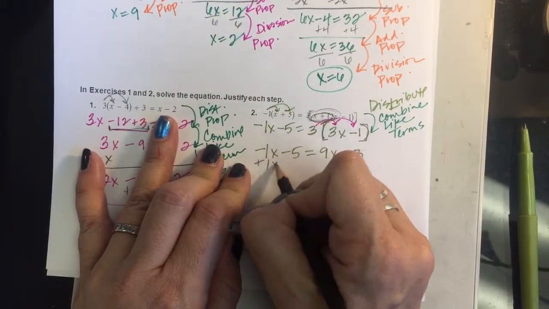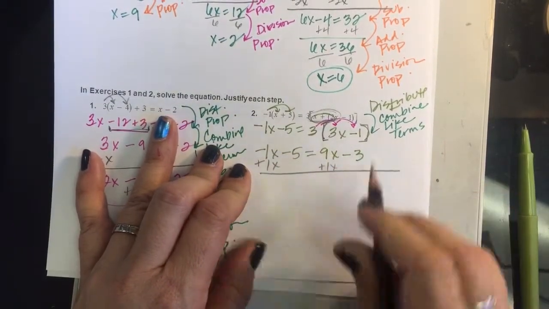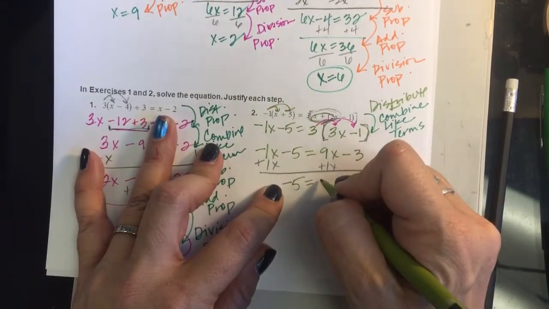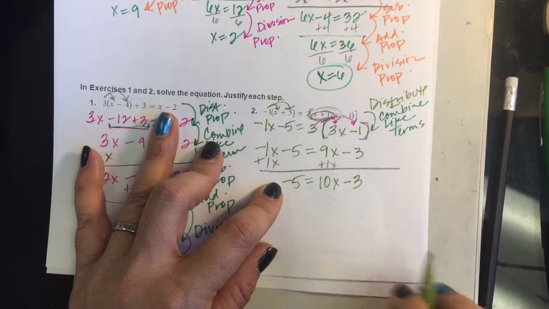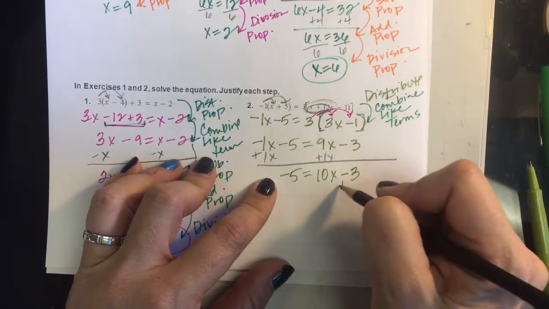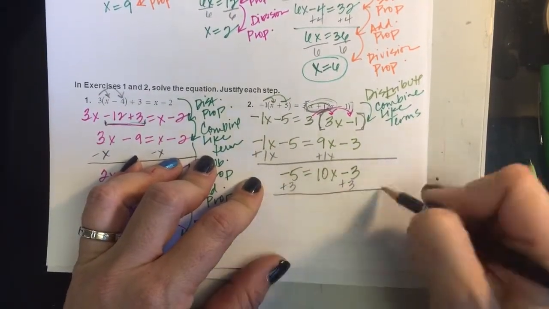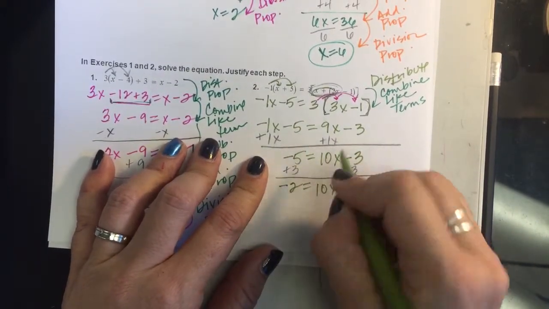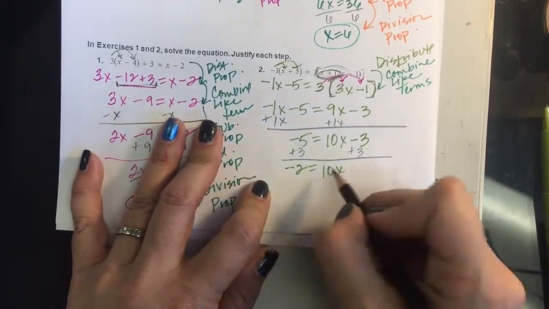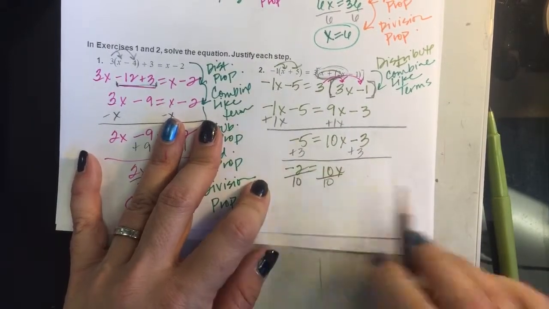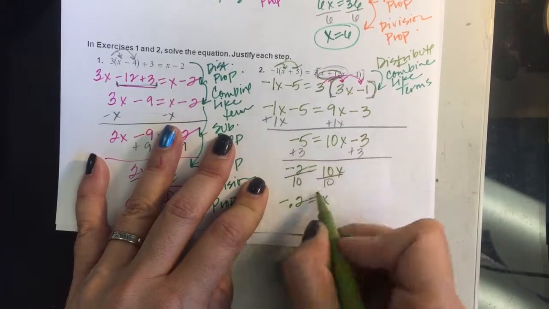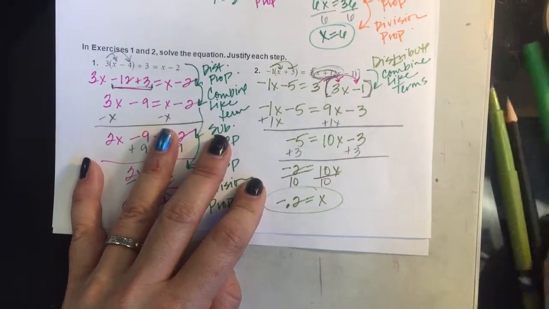I'm going to add 1x to both sides. Careful with this 5. It is negative as you come down. 10x minus 3. I'm going to add 3 to both sides. Negative 2 equals 10x. I'm going to divide everything by 10. So x is equal to, it's negative 0.2 if you put it in your calculator.